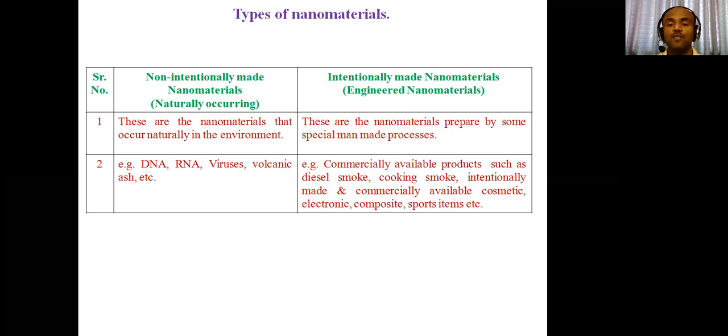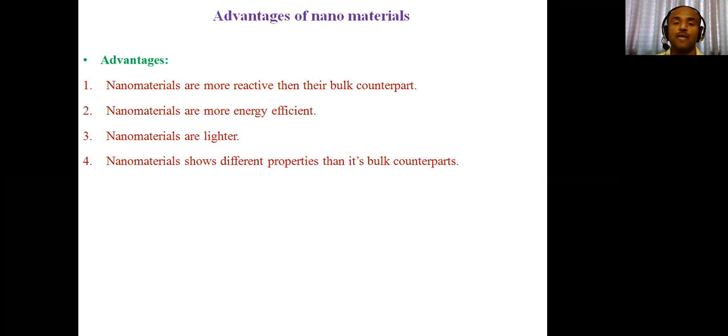And the examples of these intentionally made nanomaterials are commercially available products such as diesel smoke, cooking smoke, intentionally made and commercially available cosmetics, electronics, composites, sports items, etc. So in this way, we can classify nanomaterial into two types. Now, what are the advantages of nanomaterial?